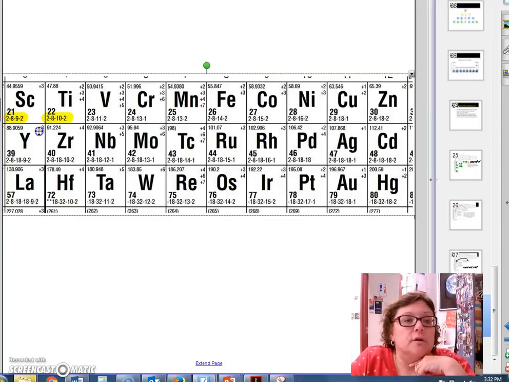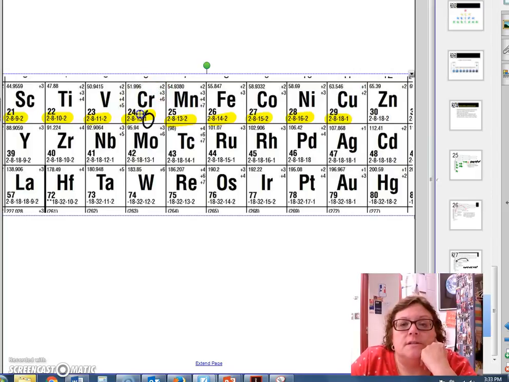Titanium, same story. 10 in the third level, 11 in the third level. But notice, we switch to 13 in the third level now instead of having 12, and that fourth level drops down to only 1. Back to normal, back to normal, back to normal, back to normal. Exception to the rule.